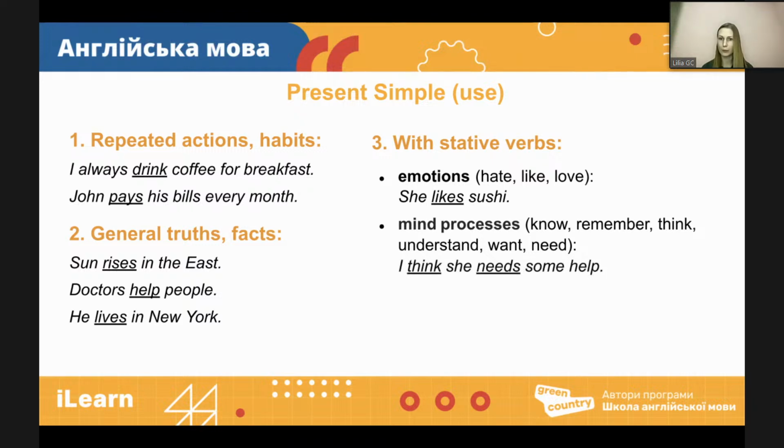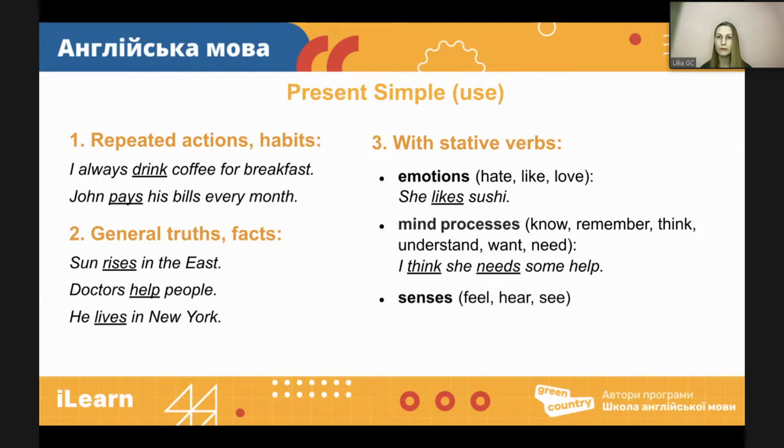I think he needs some help. Is it я розмірковую or я вважаю? What do you think? Write in the comments. Okay, yeah, that's я вважаю. But I'm thinking how to help him. Я думаю, я вирішую, я розмірковую, як допомогти йому, would be possible in continuous.